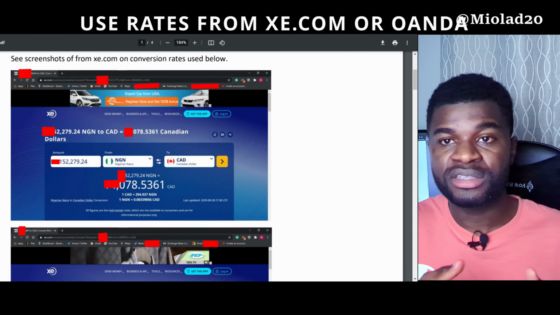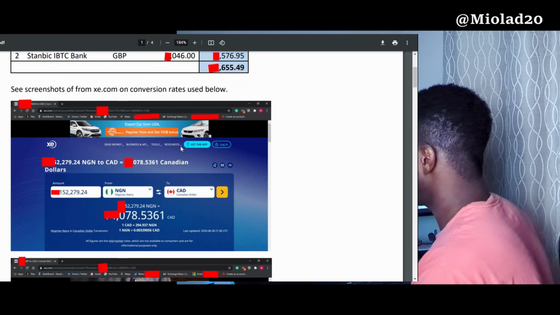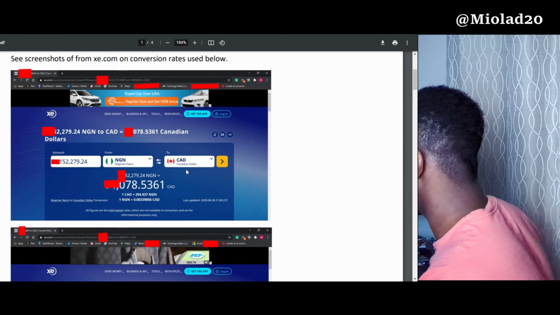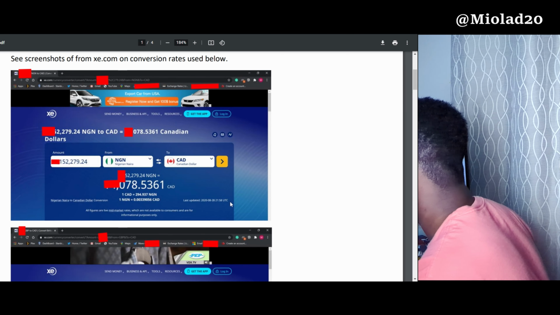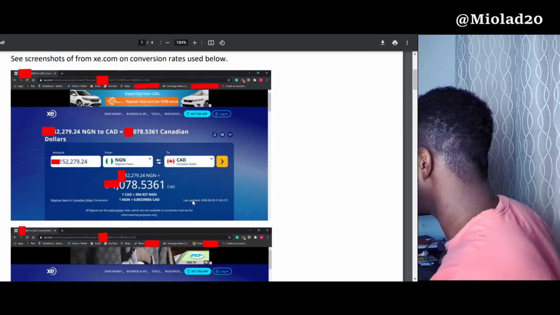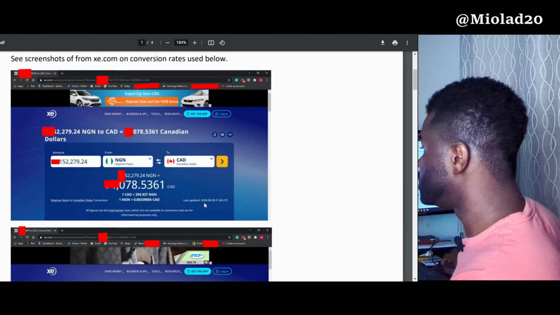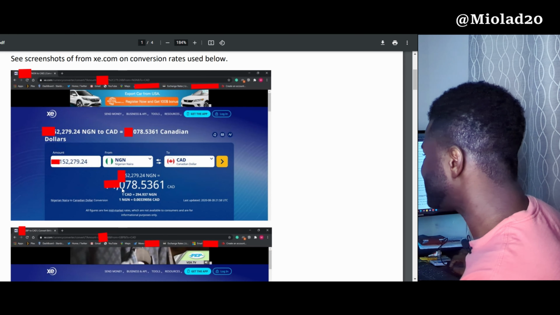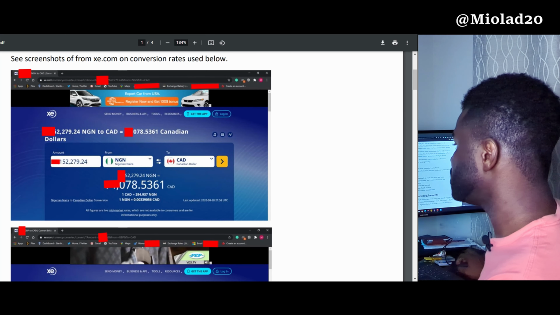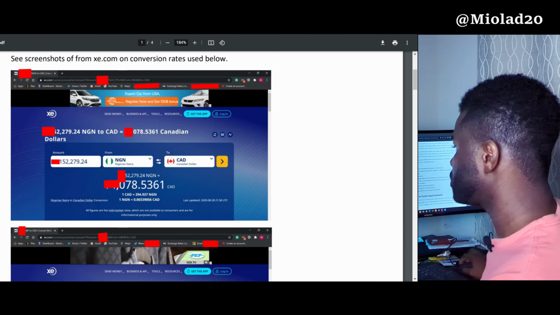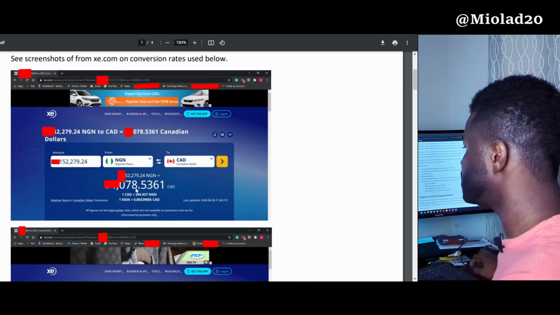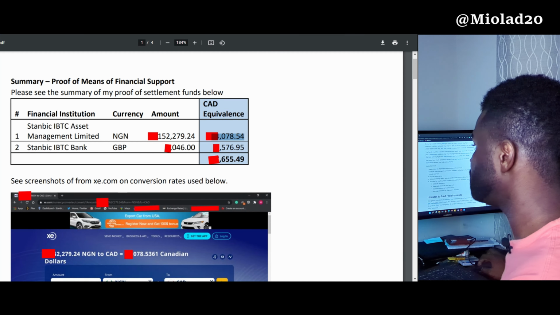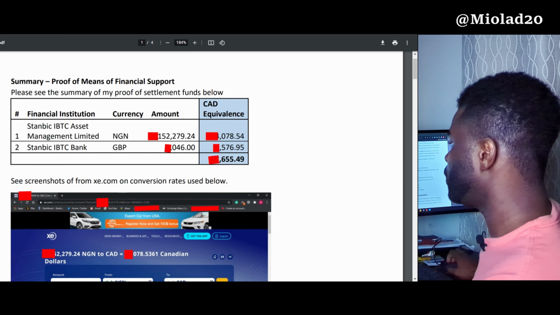are making your document. For example, when we were making our own proof of funds, I don't think the date is here. Okay, it was in August 2020, I guess. You put in the amount and you put the screenshots which shows the amount as at that day. So if you see this, this is the amount, and this is the equivalent in Canadian dollars, which is the same thing which was put here, right?